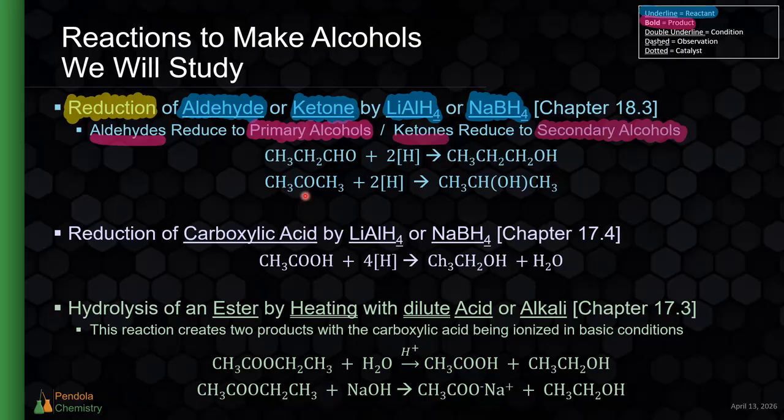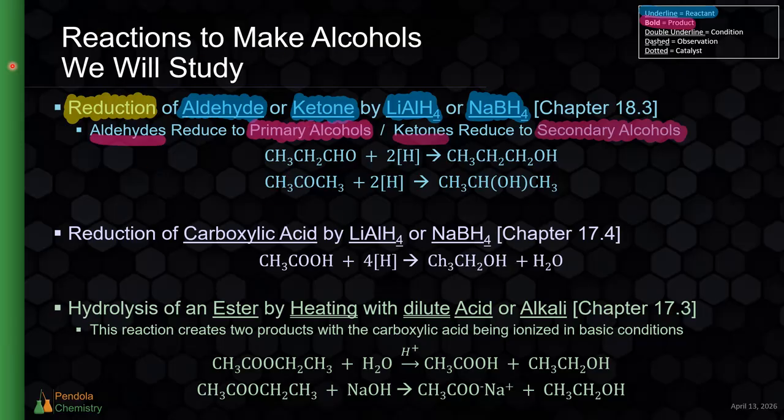If we were to reduce a ketone like propanone with one of our reducing agents, we will get a secondary alcohol like 2-propanol, like we have here. But we're going to look at this reaction in more detail in chapter 18.3. But here we have the basics of them.